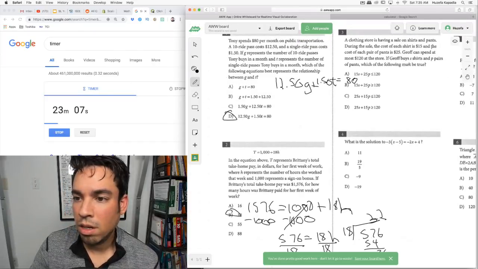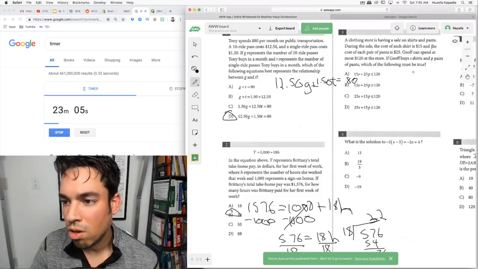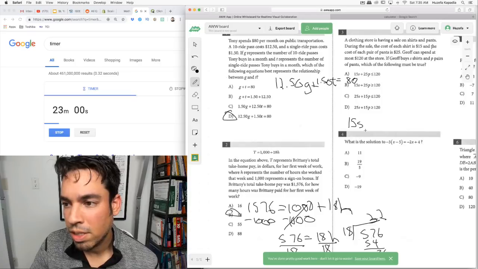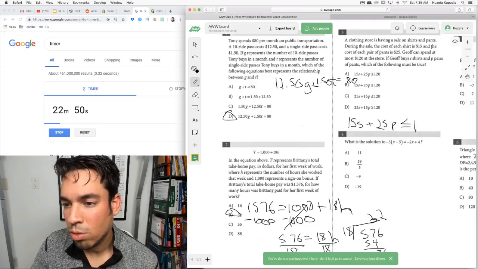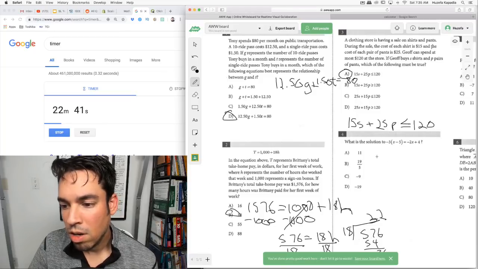Okay, a clothing store is having a sale on shirts and pants. During the sale, the cost of each shirt is 15. I can see they're using S and P for those. And the cost of each pair of pants is 25. Jock can spend at most 120, so this has to be less than or equal to 120. Boom, and we're just trying to find an inequality. 25p has to be less than or equal to, that's it. Done. What is the solution to this?